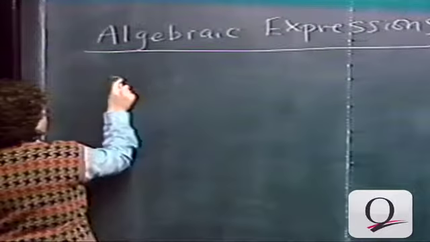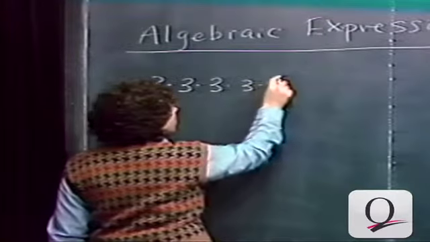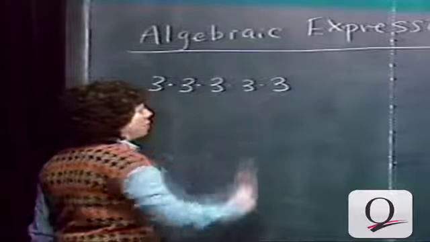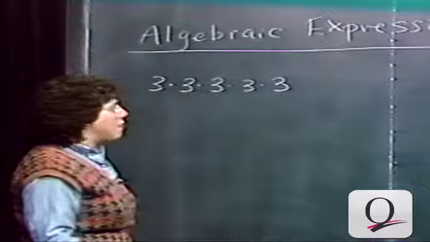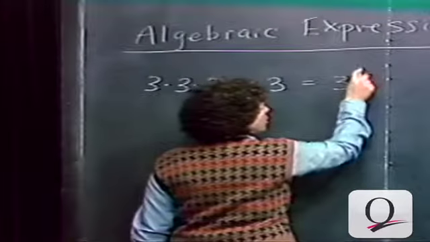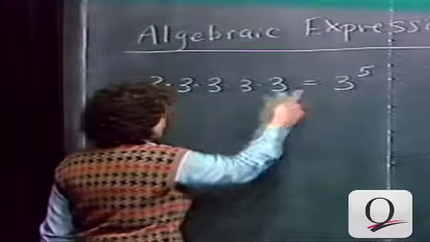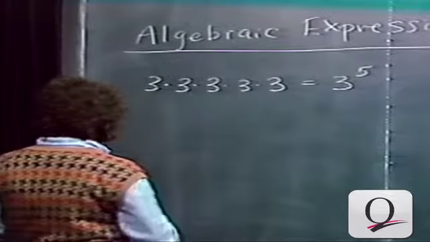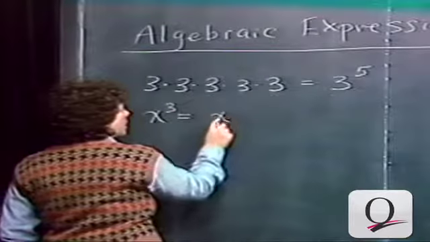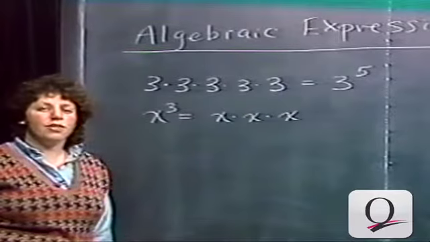If I want to write 3 times 3 times 3 times 3 times 3, 3 taken as a factor 5 times, we have a mathematical shorthand for doing this. We write 3 to the 5th power. This means take 3 as a factor 5 times. Similarly, x cubed means x times x times x, x taken as a factor 3 times.